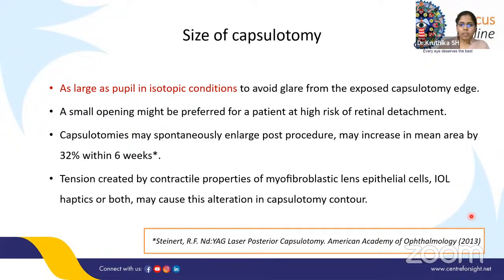The size of capsulotomy in case of Nd:YAG laser should be as large as the pupil in scotopic conditions to avoid glare from the exposed capsulotomy edge. A small opening might be preferred for a patient at high risk of retinal detachment. Capsulotomies may spontaneously enlarge post-YAG procedure by a mean area of 32% within 6 weeks. Why? Because of the contractile properties of myofibroblastic lens epithelial cells, IOL haptics, or both of them, which cause the alteration in capsulotomy size.